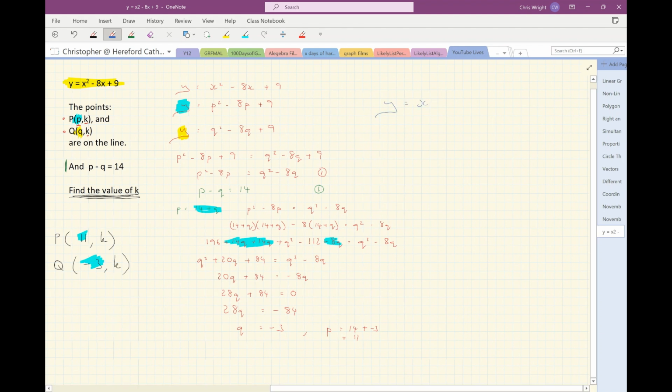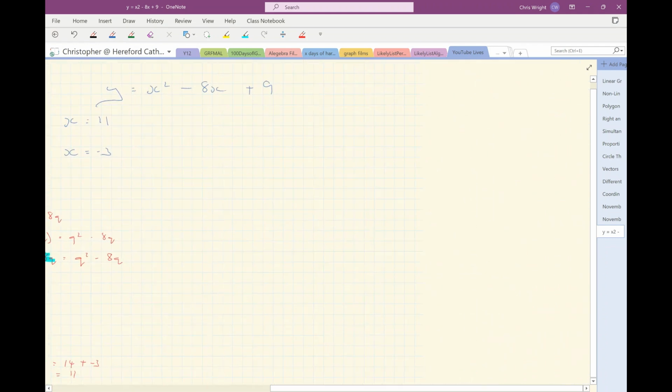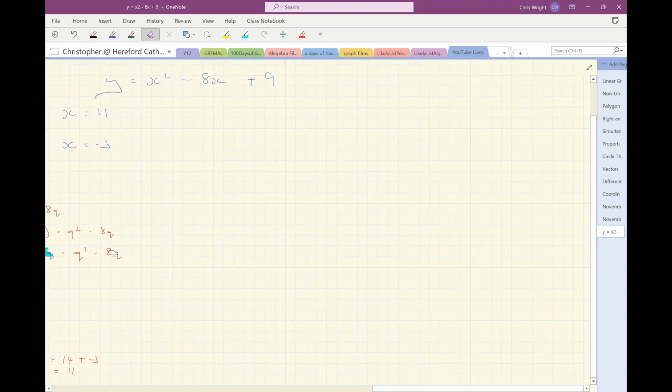Y is x squared minus 8x plus 9. And we want to know the y-coordinate when x is 11, or the y-coordinate when x equals minus 3. And we're expecting those to be the same. Obviously, if you were doing this question, you'd only have to work out the one, but let's work out both of those y-coordinates, just to show ourselves that we have got this question correct. If x equals 11, then y is 11 squared minus 8 times 11 plus 9. 121 minus 88 plus 9, 42.